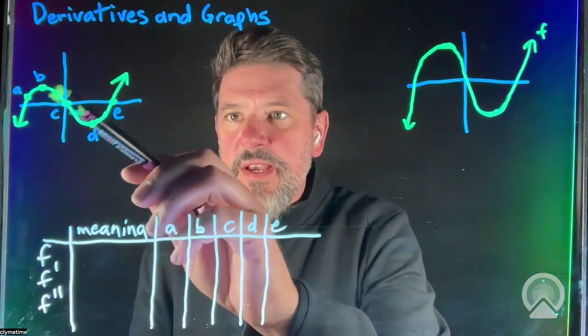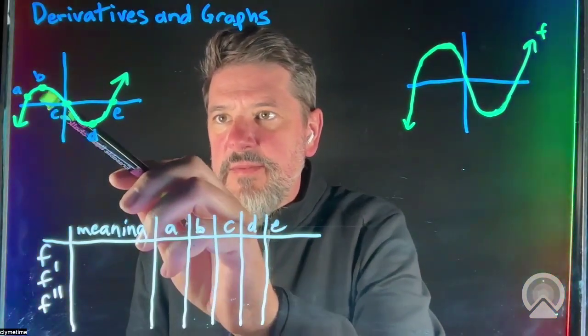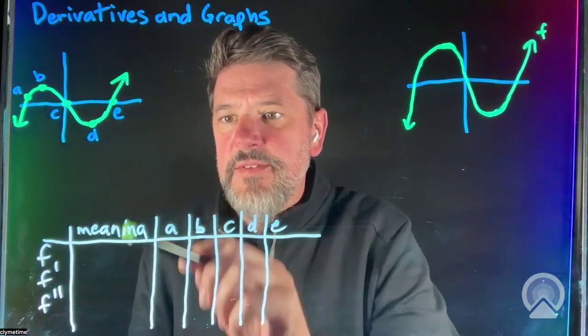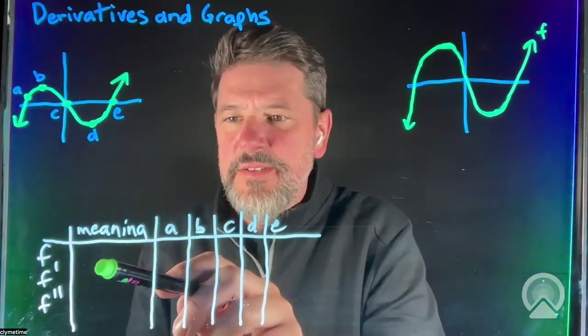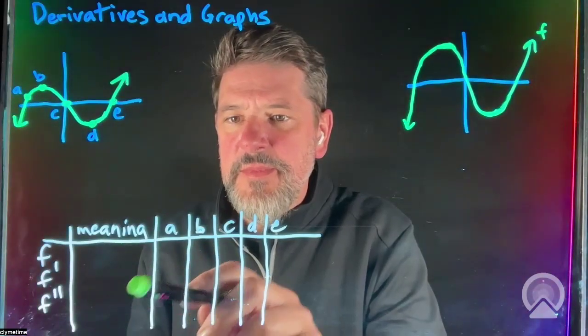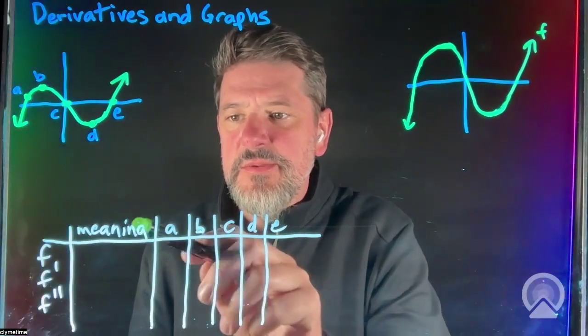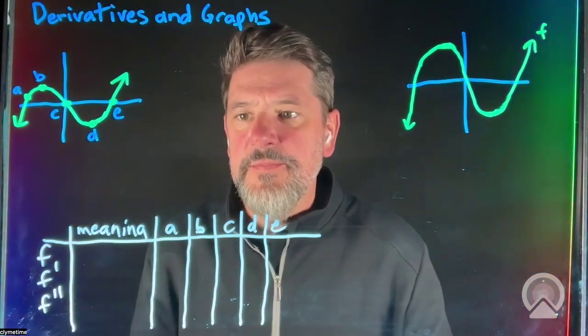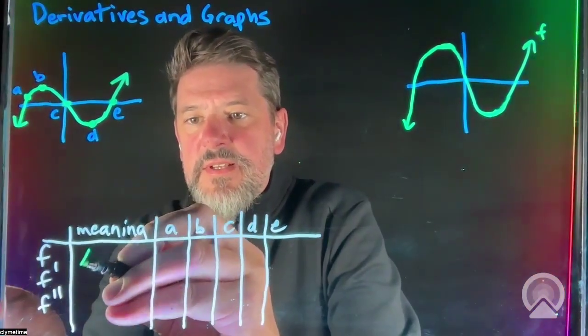All right, so let's say we have this graph right here, and I'm looking at A, B, C, D, and E, 5 points, 1, 2, 3, 4, 5. And I want to analyze and say, what is the meaning of f prime and f prime prime? And what do I know at these points, A, B, C, D, and E, in terms of f, f prime, and f prime prime? So f is going to be the y values.